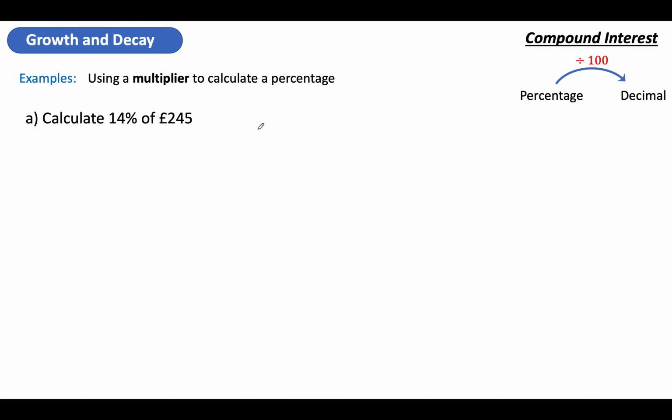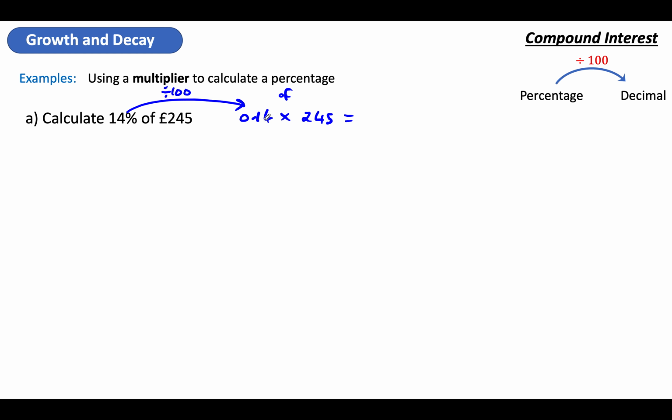But we're going to be using calculators today. And the way to do this is to actually change the percentage to a decimal. I'll show you what I mean. So we change the 14% to a decimal. Remember, we divide by 100, so it becomes 0.14. Now, if I times something by 0.14, I actually find 14%. Remember, in maths, times is basically of. So if I did 14% of 245, I do 14% times 245.